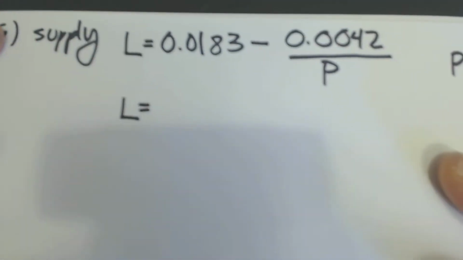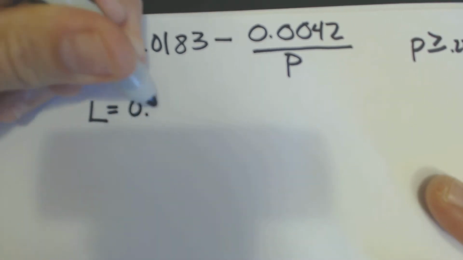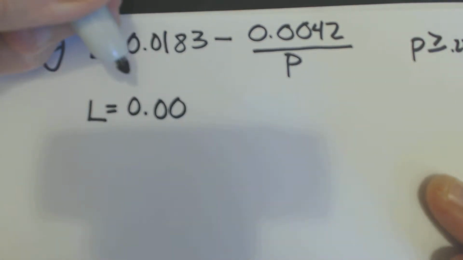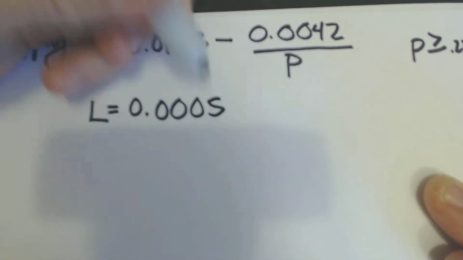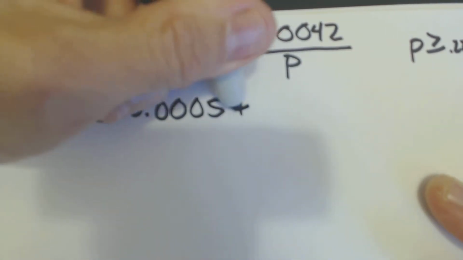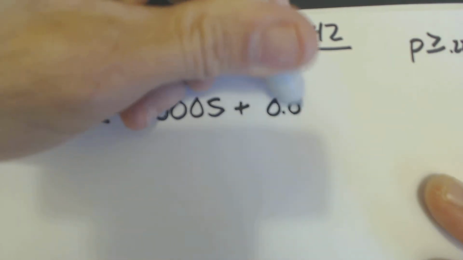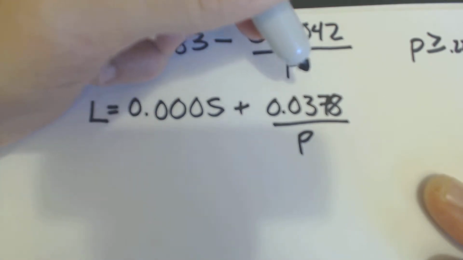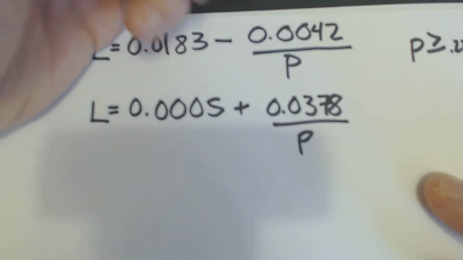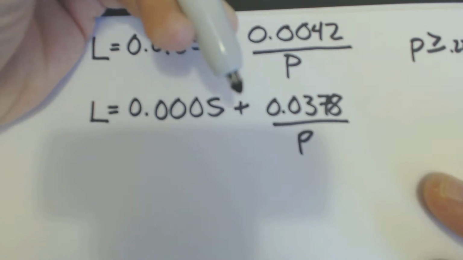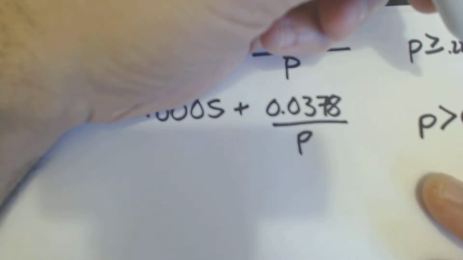And the environmental demand equation is going to be L equals 0.0005 plus 0.0378 over P. And this describes the per ton abatement cost as a function of total pollution for P greater than 0. Find the expected equilibrium level of total pollution to 2 decimal places.